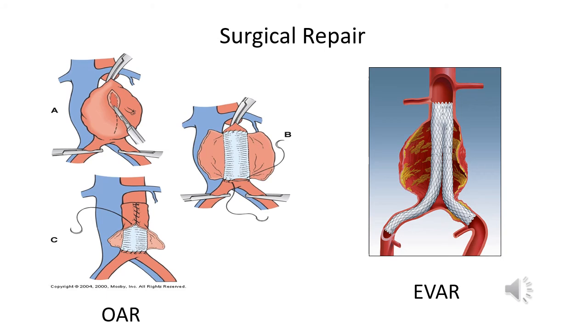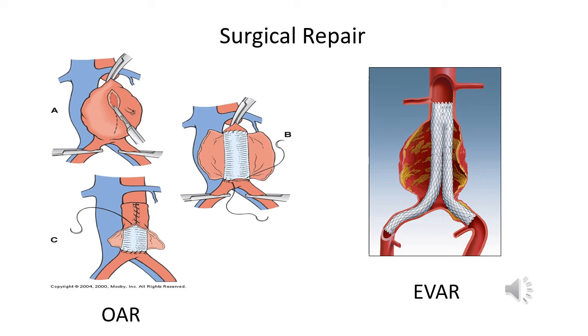The two surgeries that we'll discuss are an OAR, or an open aneurysm repair, and this is done by opening the sac, inserting a synthetic graft, and then suturing back what's called the native aortic wall, or the client's own aortic wall. So it's called native.